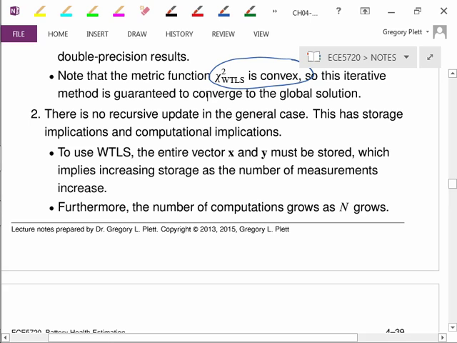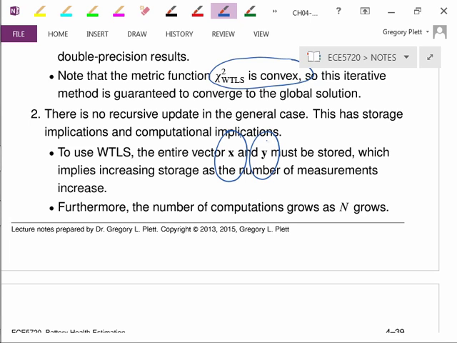Now, this is even more disappointing because this has some storage implications and computational implications. In terms of storage, I have to keep the entire vector x and y. I can't somehow fold the last data samples all together into my estimate and then have a simple update from one measurement to the next measurement. I actually have to keep the entire history and apply this entire optimization to the entire history.